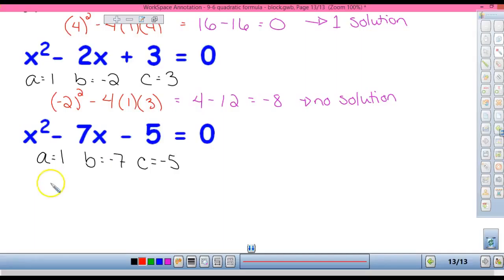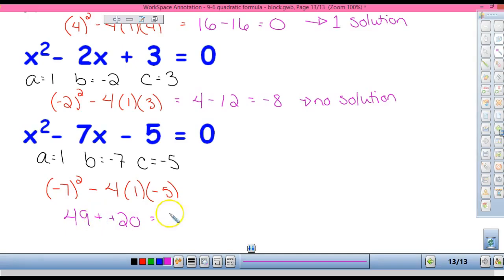So let's look at this. What am I plugging in here? Negative 7 squared minus 4 times negative 5. So when I take negative 7 squared, I get 49 minus negative 20. So what happens when I have minus a negative? That's got to turn into a plus. So we're going to end up with 69.